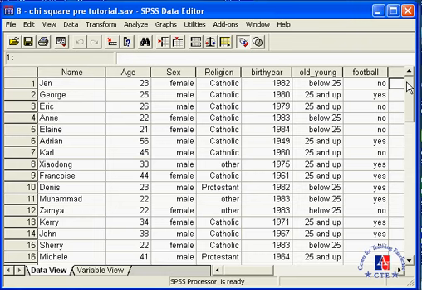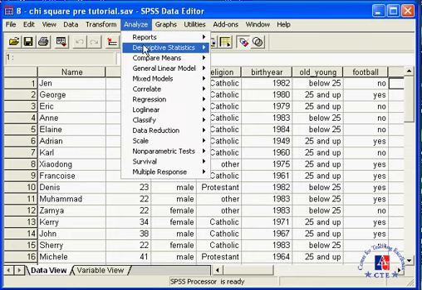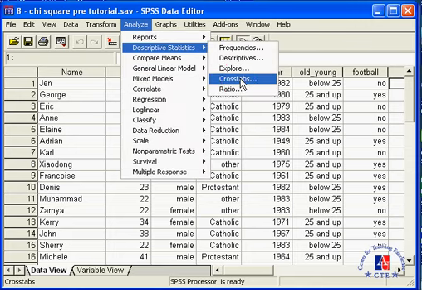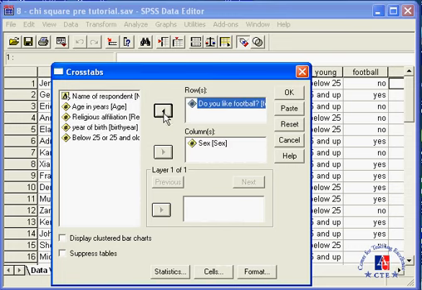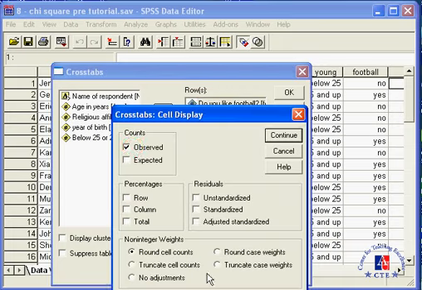Let me show you what that table would look like if we got one. Analyze, descriptive statistics, cross tabs. You select the independent variable and then the dependent variable and assign them to rows and columns, and then we choose the expected values. Click Continue.